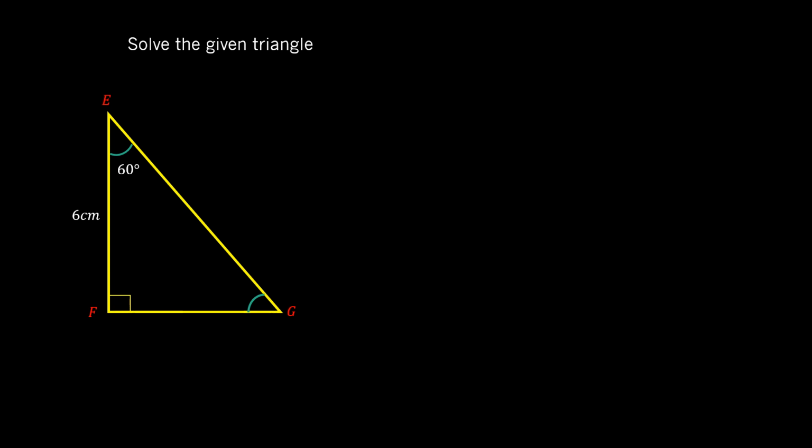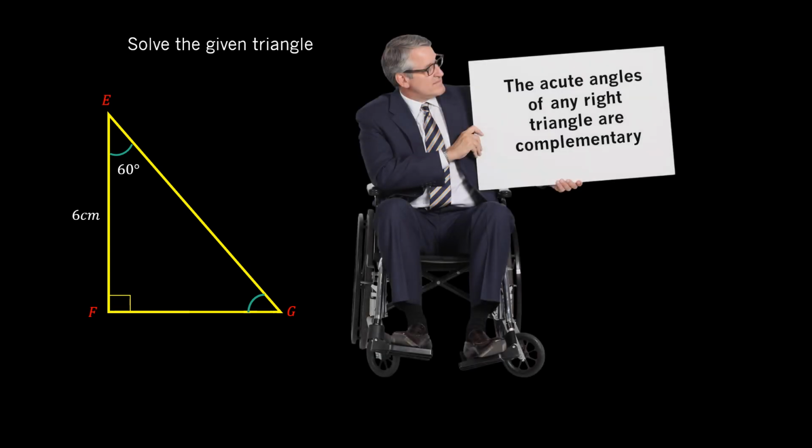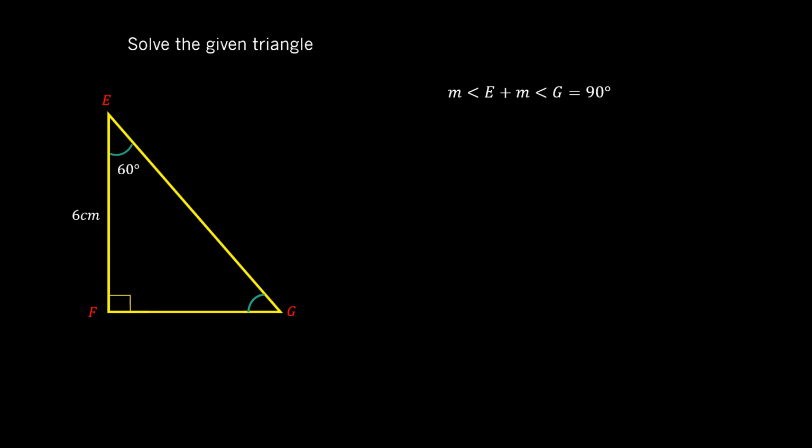I will start by finding the measure of angle G, since the acute angles of any right-angled triangle are complementary. The meaning of complementary is that the sum of their measures equals 90 degrees.